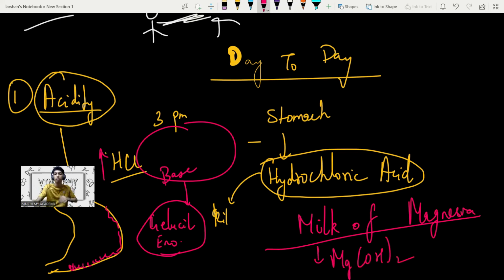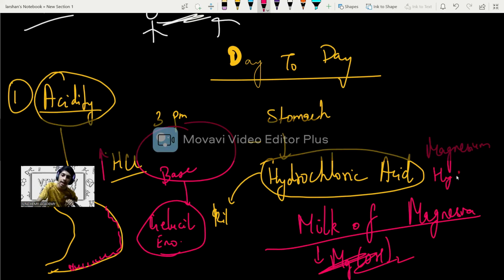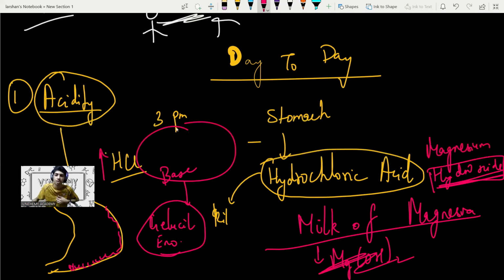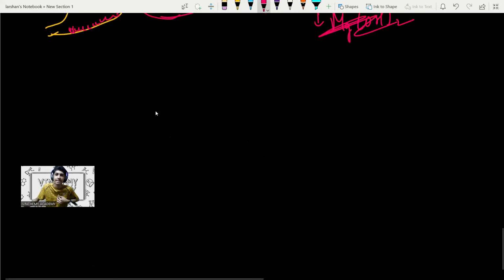You don't need to remember the formula at all. Just remember it as magnesium hydroxide. Generally, hydroxides are bases. So yes, milk of magnesia is a base which people take for this problem of acidity.